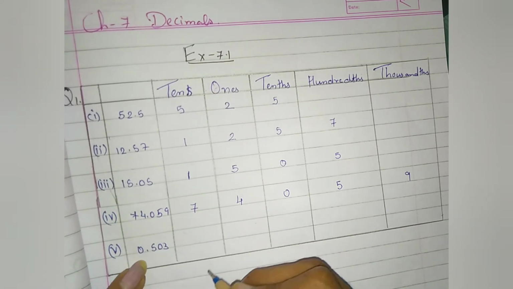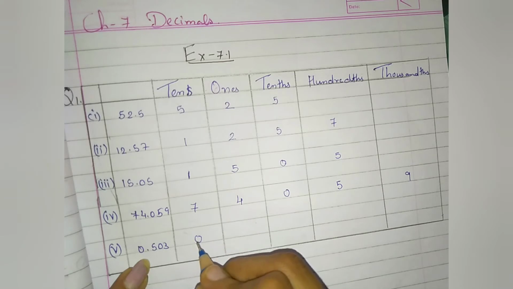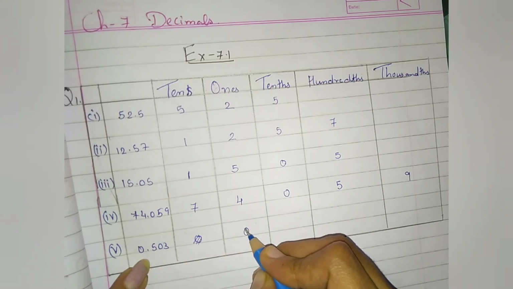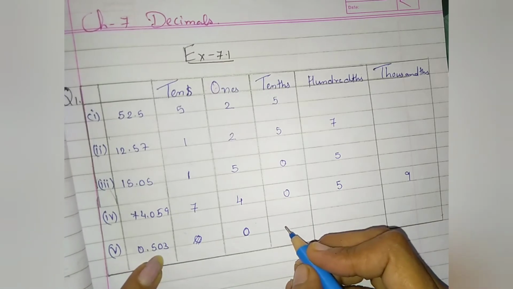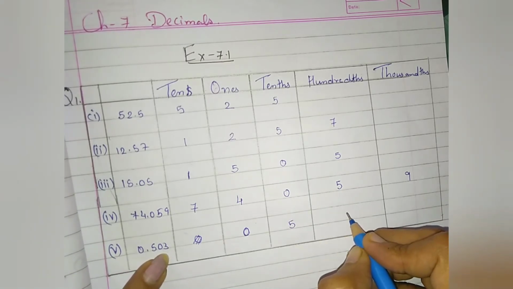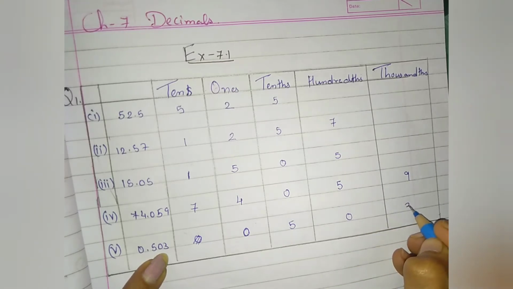Now 0.503, so 0 is on ones place, so 0 here. After the point, 5 is on tenth place, 0 is on hundredth place, and 3 is on thousandth place.